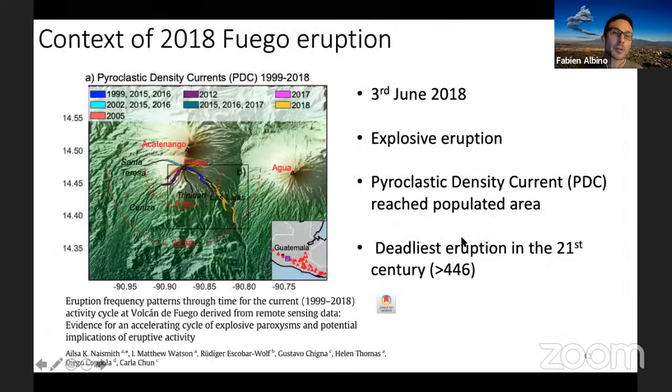So we tried for the first time on the Fuego eruption. It was in June 2018, an explosive eruption with large pyroclastic density currents. As I said before, a very deadly eruption. One of the interesting features of this eruption, if you look at the flow map here, is that it reached up to 12 kilometers, whereas during the cycle between 1999 and 2017, PDCs reached about 6 kilometers. So it was an interesting event compared to the previous ones. And our colleague Elsa did a very nice study to look at this eruptive cycle and all these different eruptions.